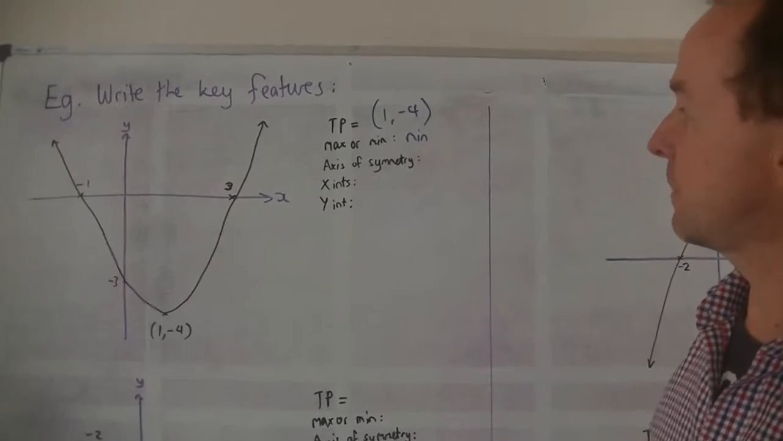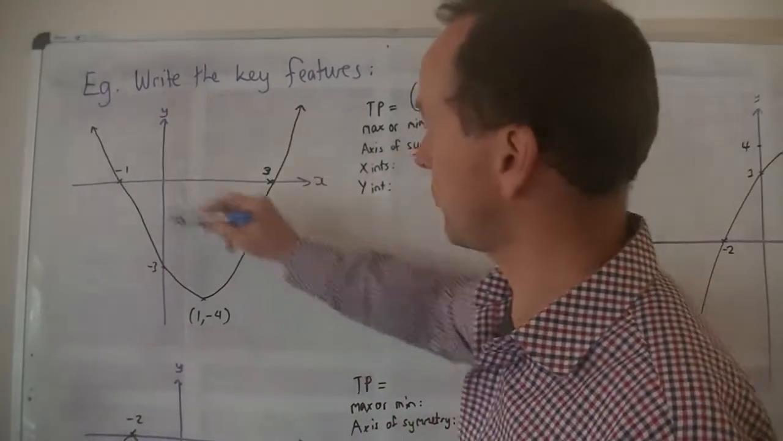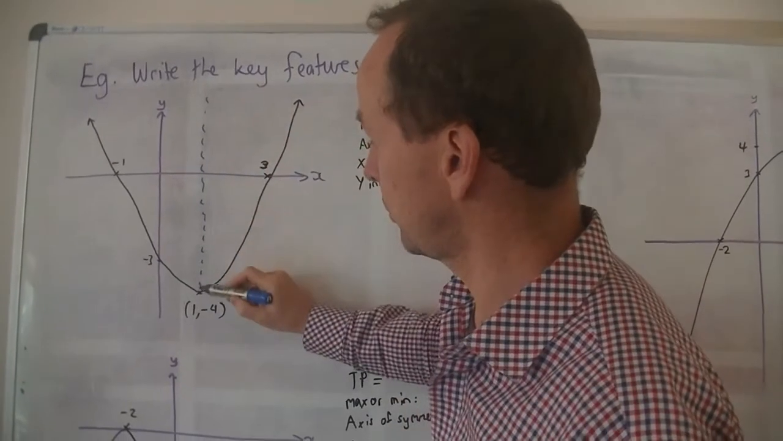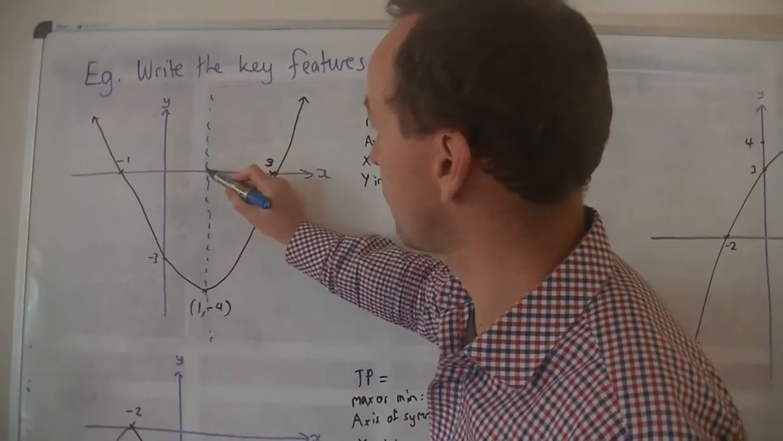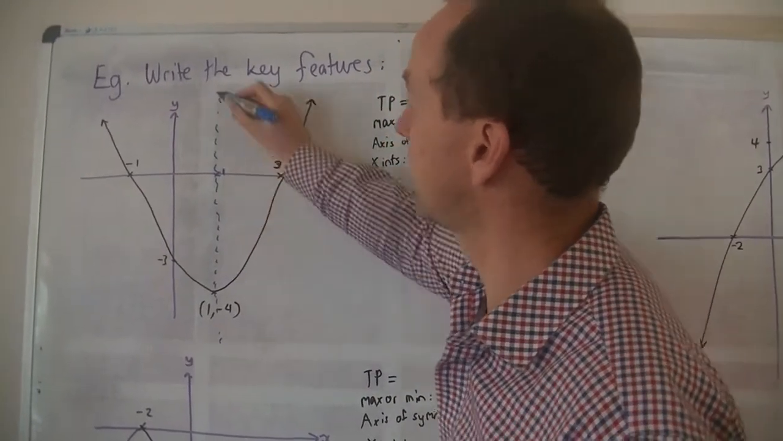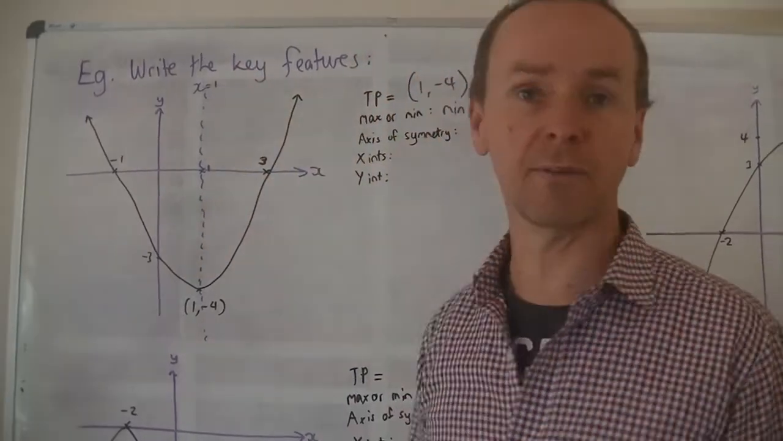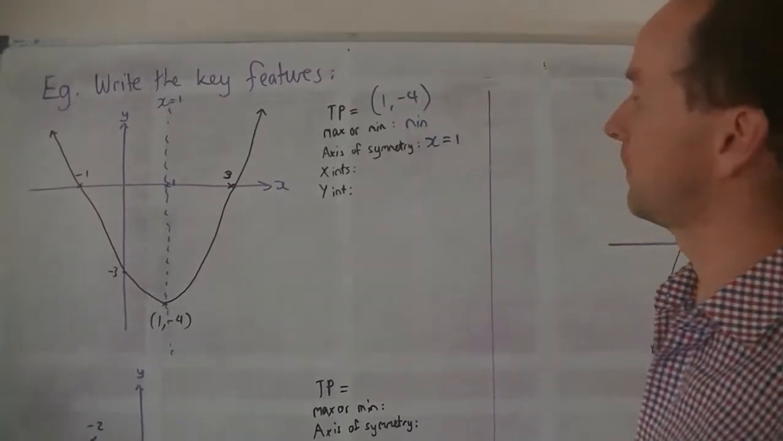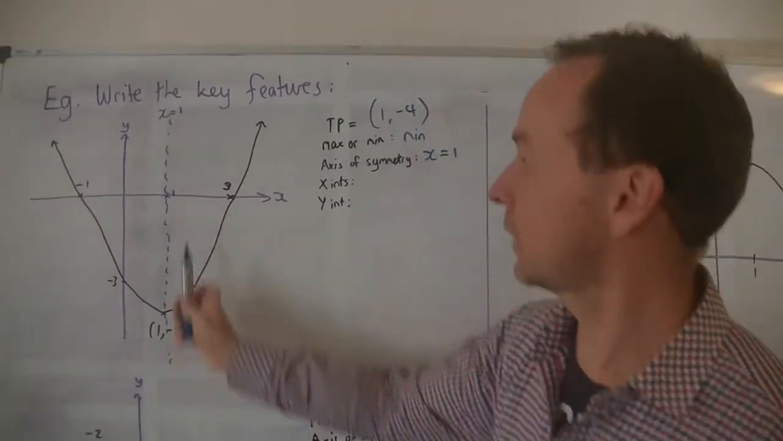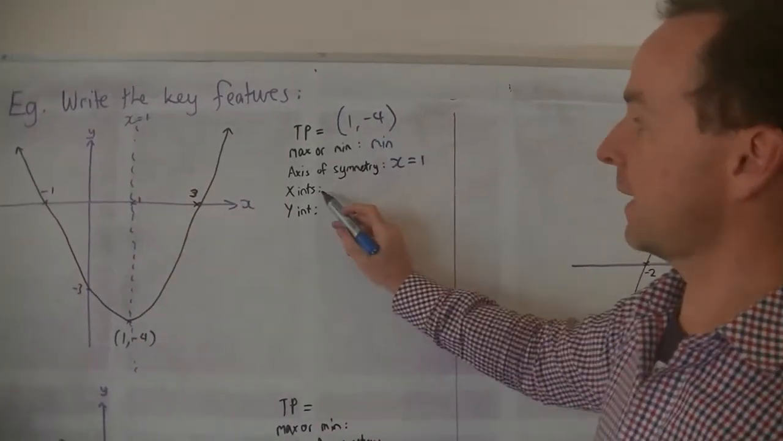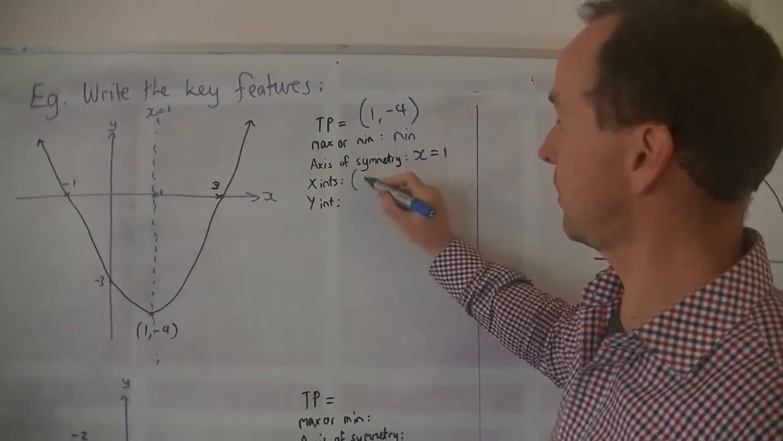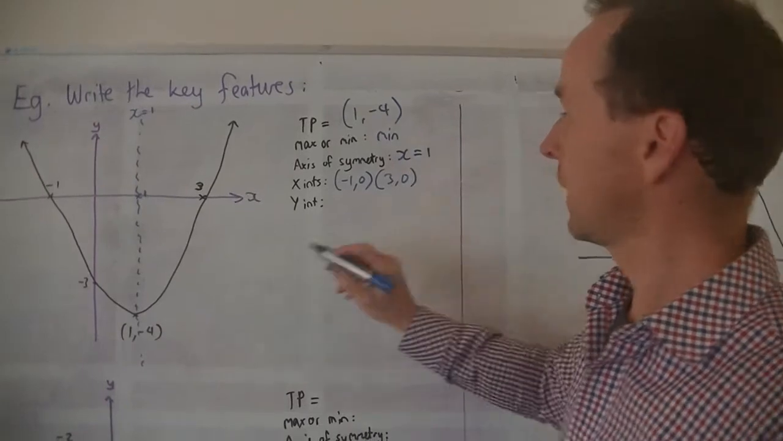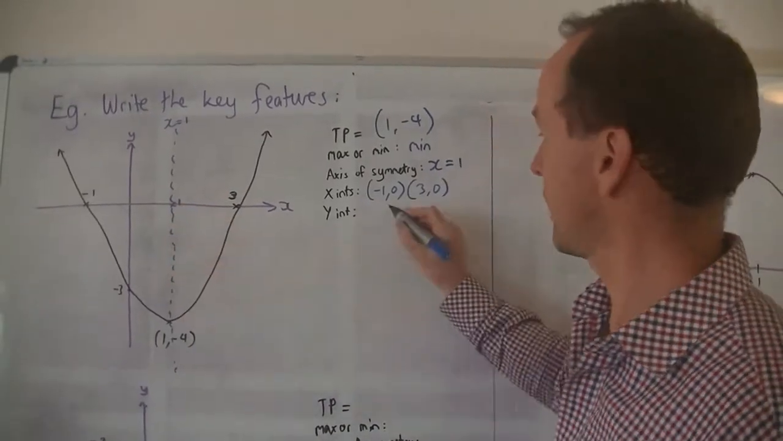Now the axis of symmetry. Remember, this is a symmetrical parabola. So here's our axis of symmetry, this blue dotted line, and it's going through the point at x equals 1. So that equation is, funnily enough, x equals 1. So the axis of symmetry is x equals 1. That's the equation of that vertical line. The x-intercepts, so let's write them out properly. It's -1, 0 and 3, 0. And the y-intercept is at 0, -3.